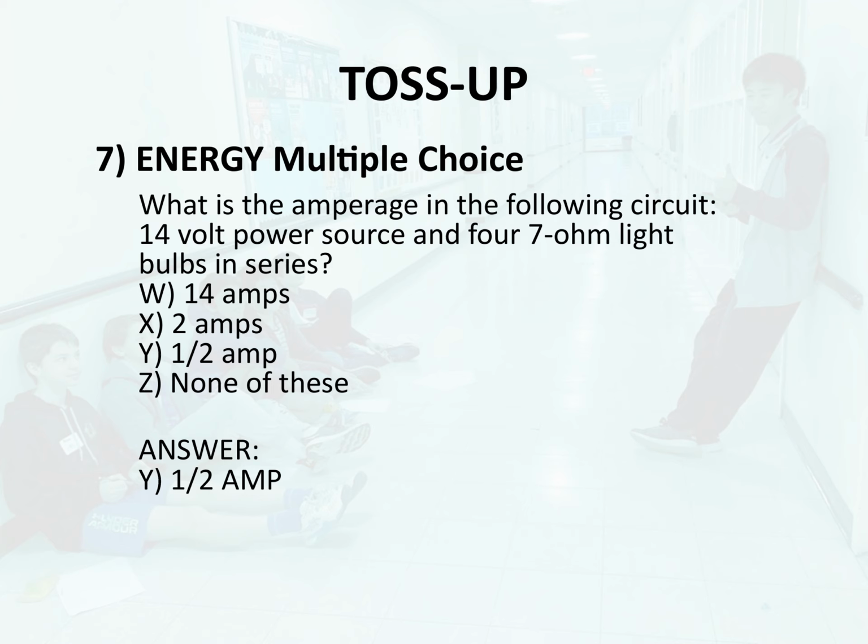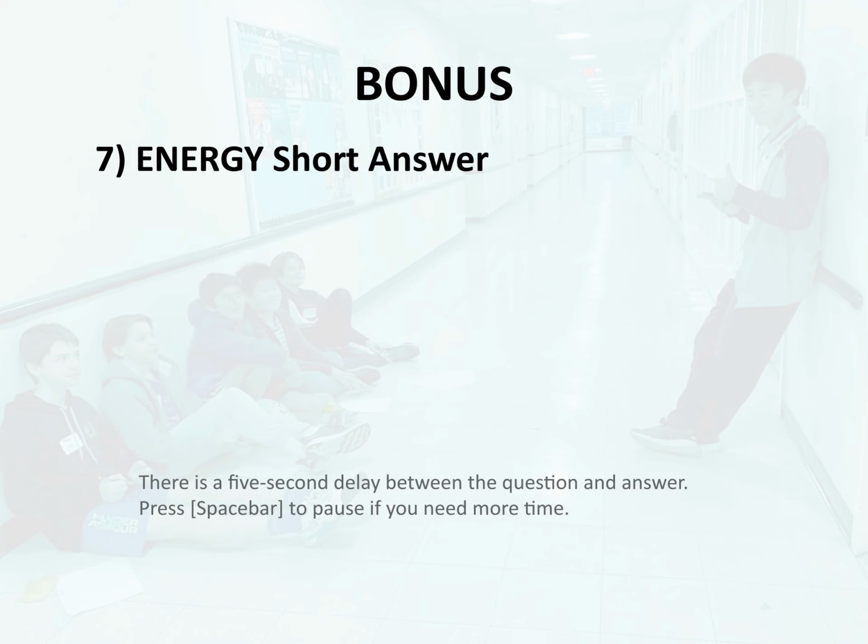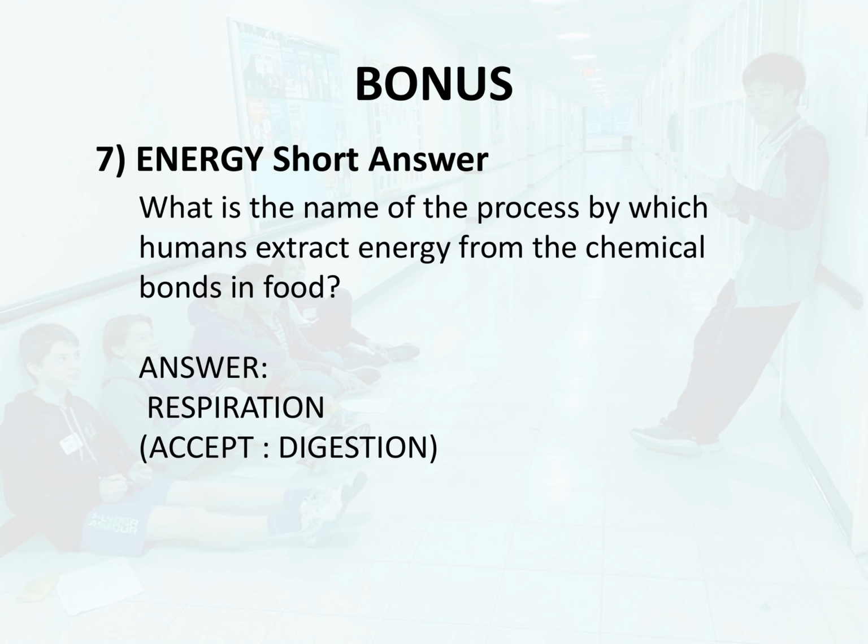Answer. Y. 1 over 2 amperes. Bonus 7. Energy. Short answer. What is the name of the process by which humans extract energy from the chemical bonds in food? Answer. Respiration.